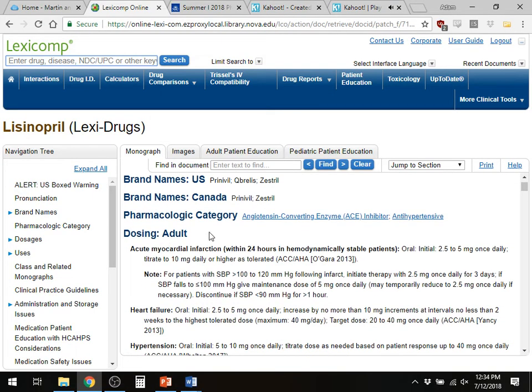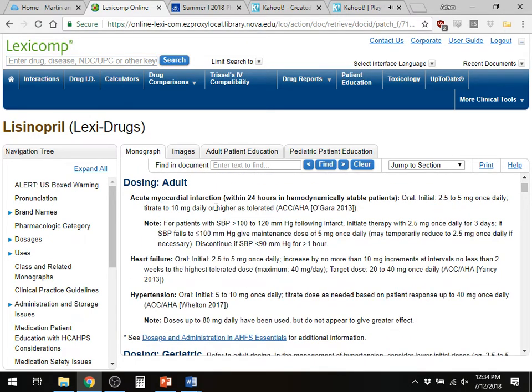You see dosing adult. Okay. So I have dosing for acute myocardial infarction. My patient hasn't had that yet. So let's not worry about that. Heart failure. So you see every drug can have different indications. It's important to go to the right one for your patient. You may see the dosing is pretty similar depending on what you're dealing with, but it could be drastically different depending on the condition. So let's say, for instance, we're doing hypertension here.